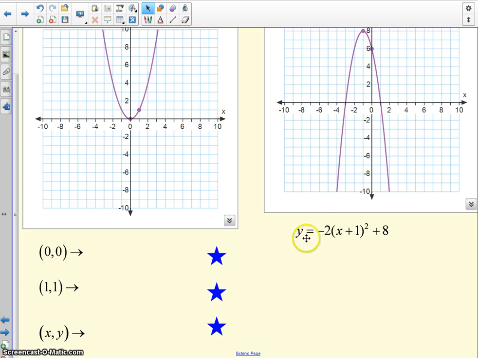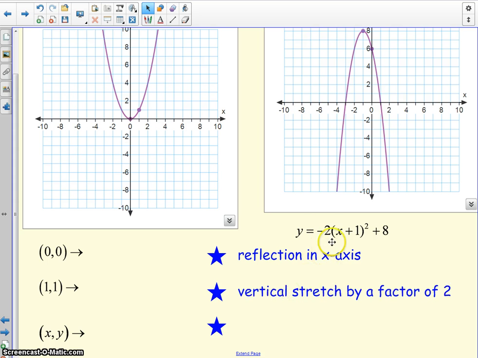Okay, so if you look at the negative 2 out here, the negative 2 does two things. The negative part gives us a reflection in the x-axis. The 2 gives us a vertical stretch. That number is larger than 1, so it's a vertical stretch. It makes the parabola narrower. We call it a vertical stretch by a factor of 2. And the plus 1 here shifts us left 1. The plus 8 here moves us up 8, so we go left 1, up 8.